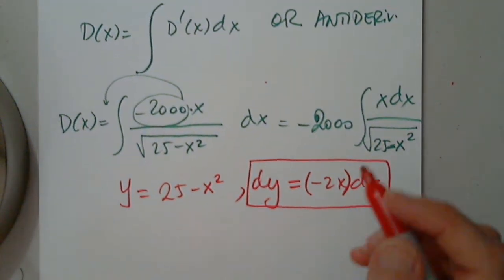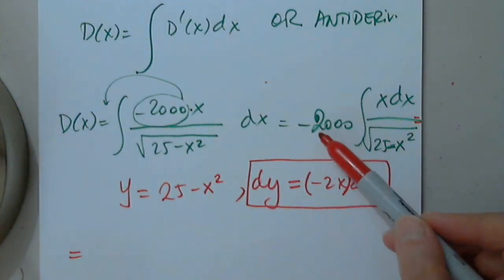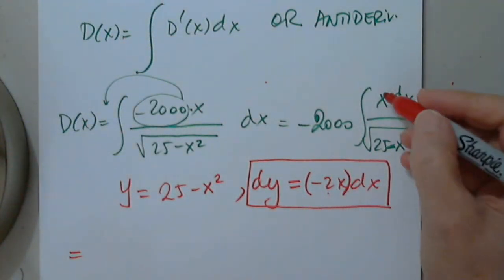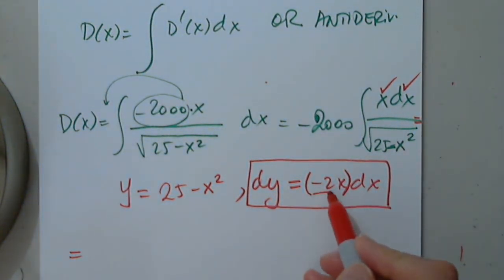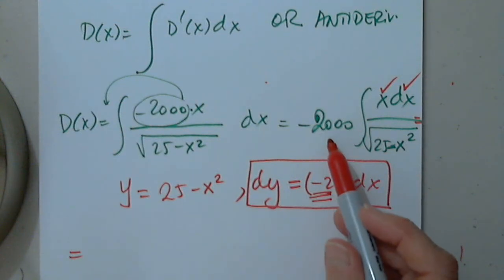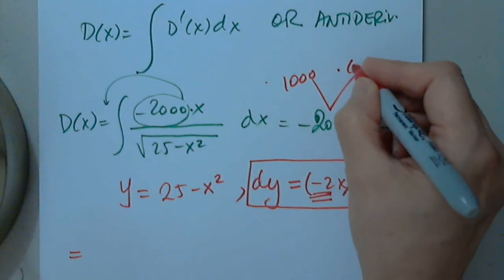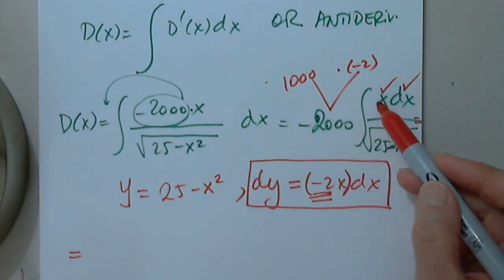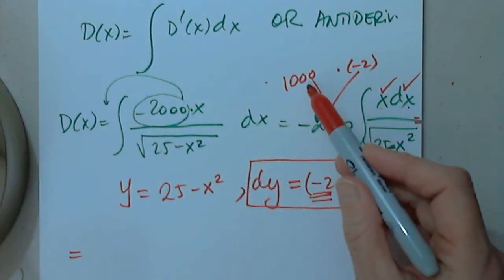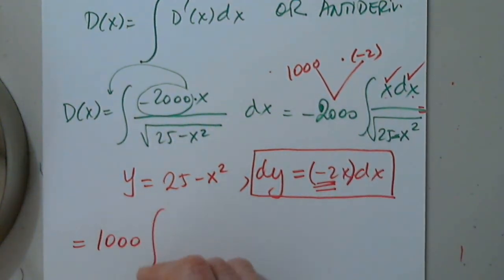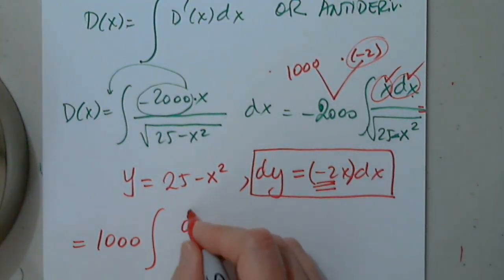Okay, so I'll continue here. I need the negative 2. I have the x, I have the dx, but I'm missing a negative 2. Not a problem. I can split this into 1,000 times negative 2. I'll keep the negative 2 with the other two factors, and I will keep in front only 1,000. Now these three pieces are all replaced by dy.